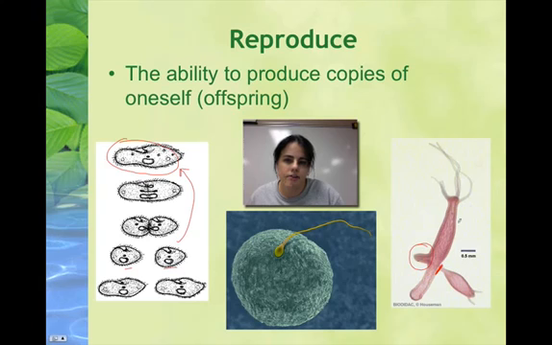So this is budding, asexual. This is kind of a splitting process. It's called binary fission. And then this is actually sexual reproduction with the egg and the sperm.